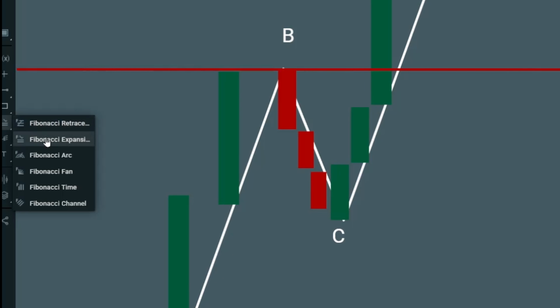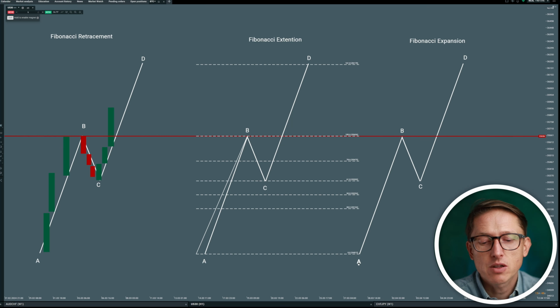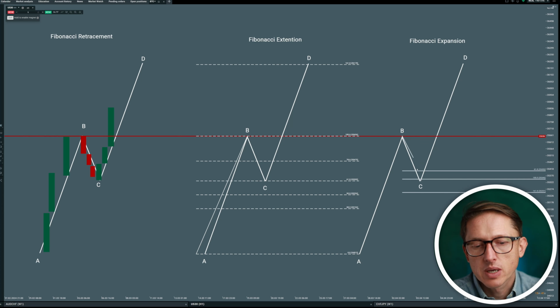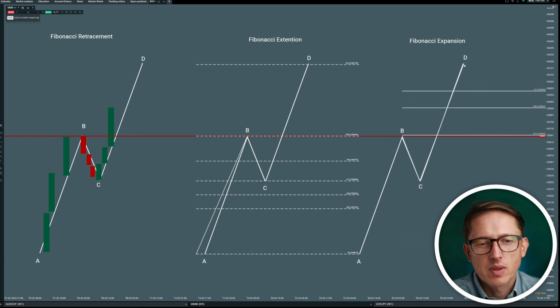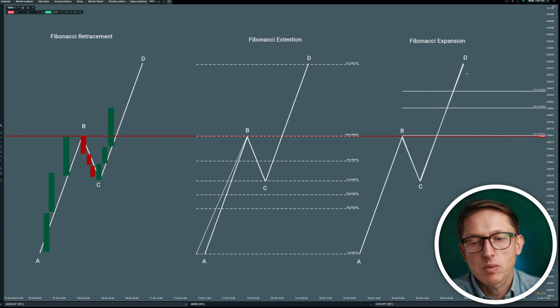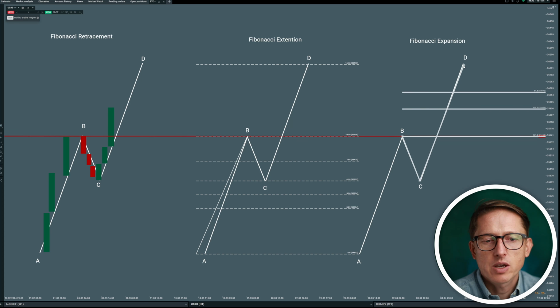So we have Fibonacci expansion again, and now what do we do? Instead of AB, ABC, we do another thing. We do B, C, and then D. And what do we get now? You might be thinking, yeah, but how do I know? I'm trying to calculate D, so I don't know where the D will be. And you are completely right, because that's not what we are calculating with this measurement.